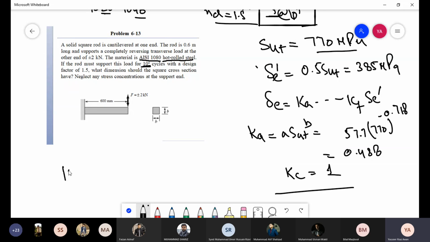So what about Kb? That is the size factor. साइज फैक्टर क्या लें? What is the size factor?